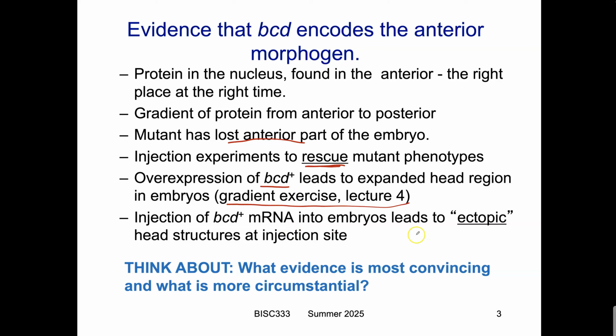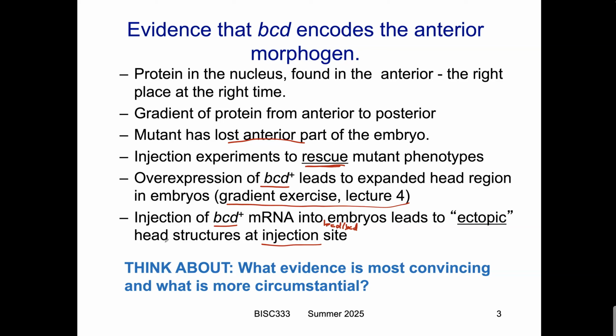we should say these are embryos from mutant mothers. So they don't have any of their own bicoid. So if they're left on their own, they won't develop properly. But if you go ahead and inject some normal bicoid RNA, wherever you inject it, you're going to get head structures. And so those are the whole gamut of experimental evidence we'll go through in a little bit more detail in the class. And just think about it.